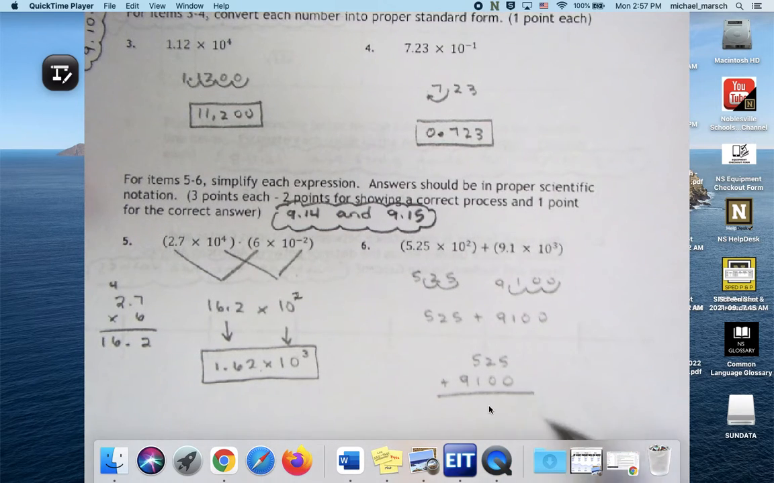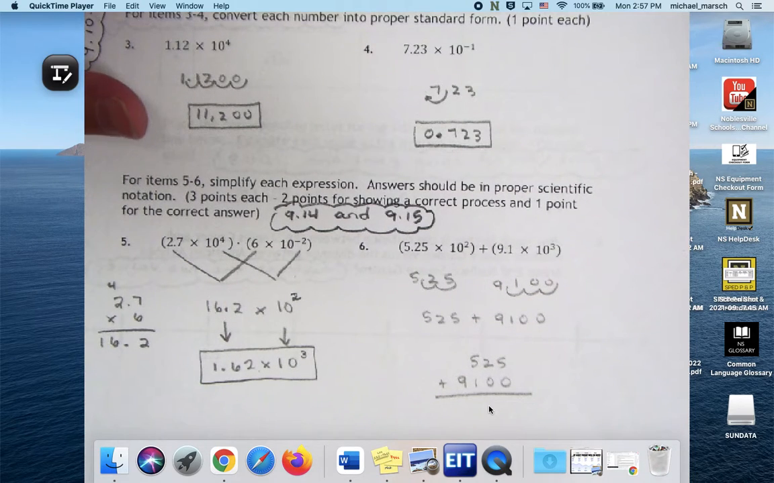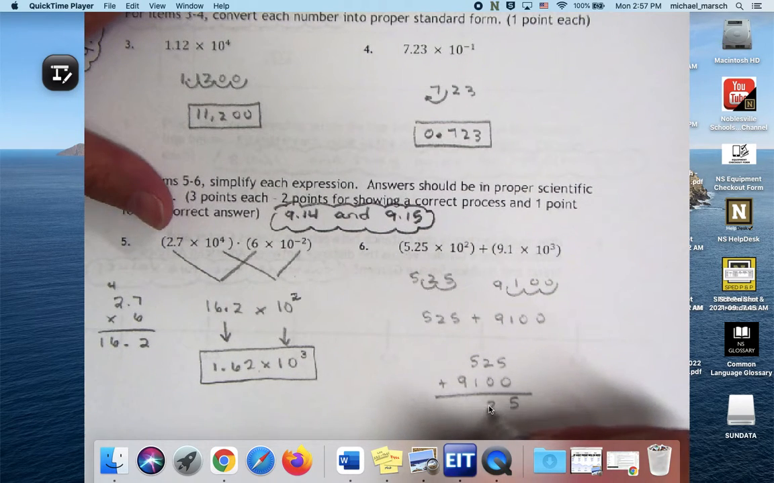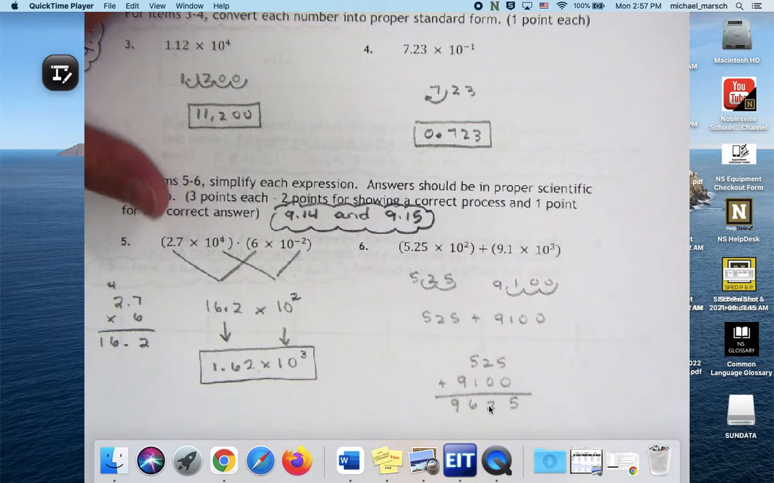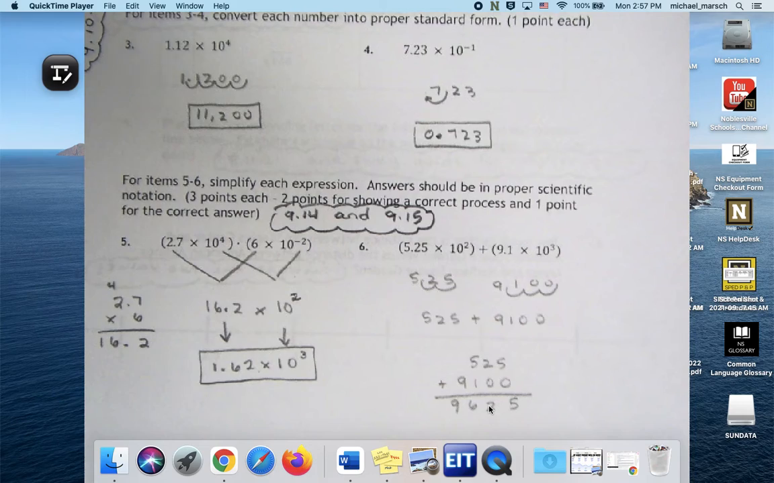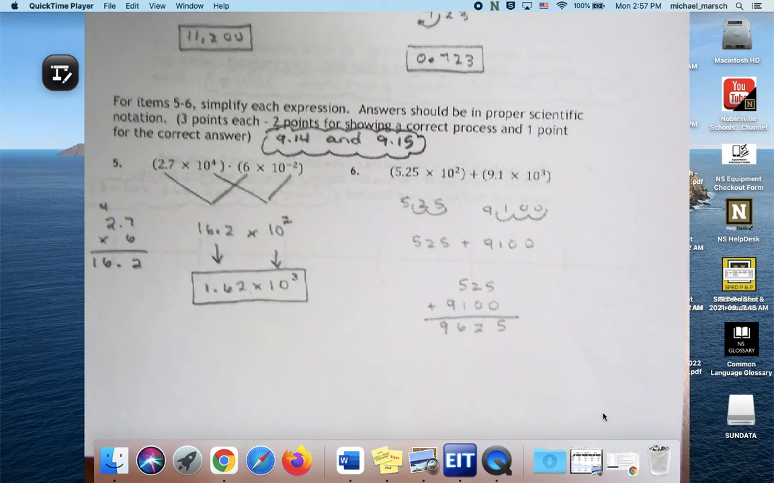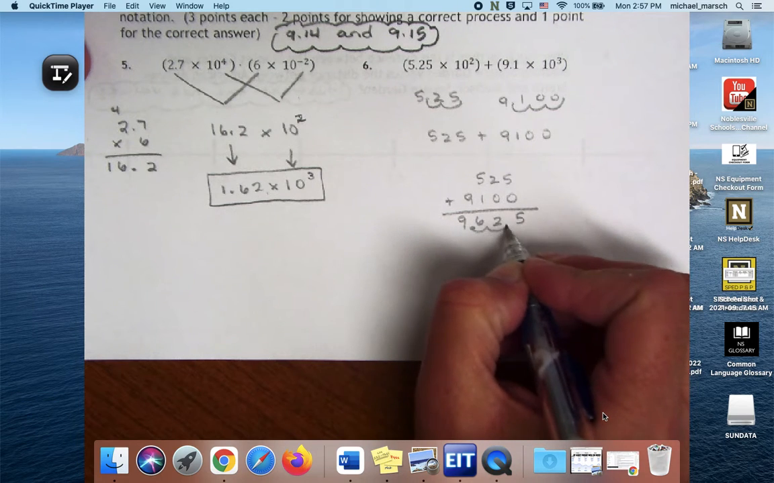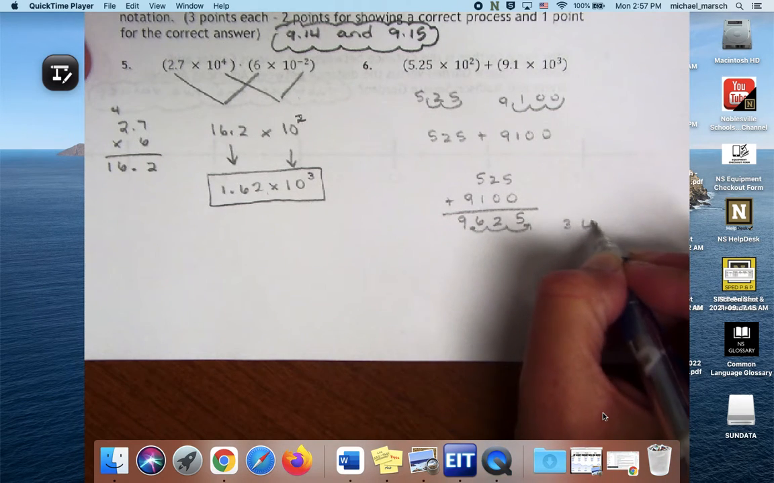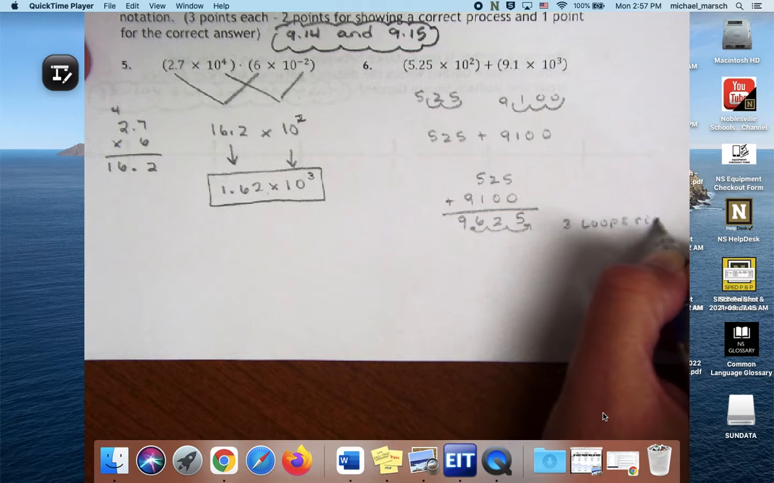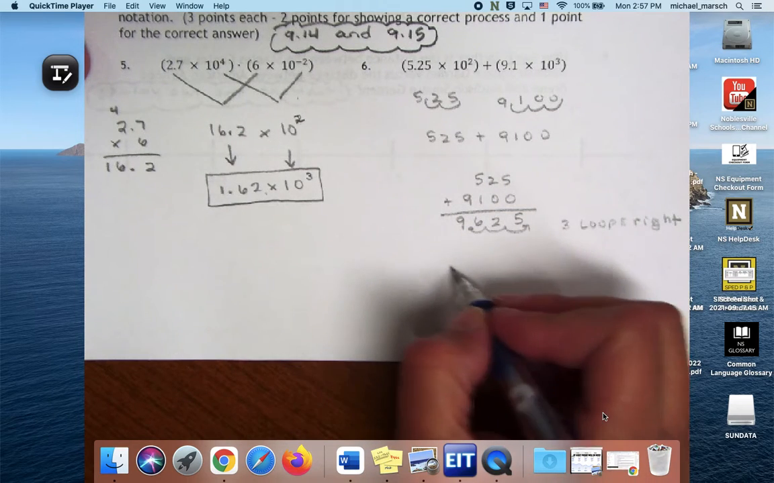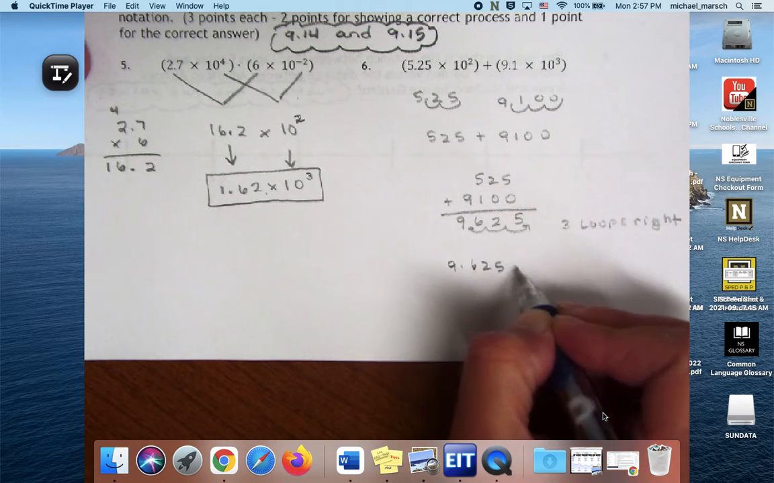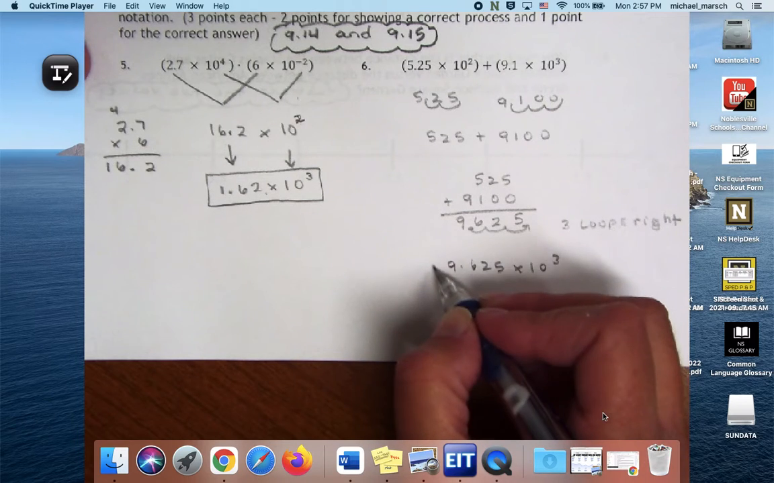I made sure that I lined up my place values, right? I talked about that a lot in the video. So then I add them. But then the last step is I have to turn it back into scientific notation, right? So I'm going to put my decimal here. It would take me 3 loops to the right. So it's going to be 9.625 times 10 to the 3rd.